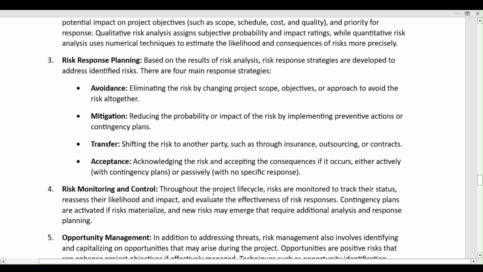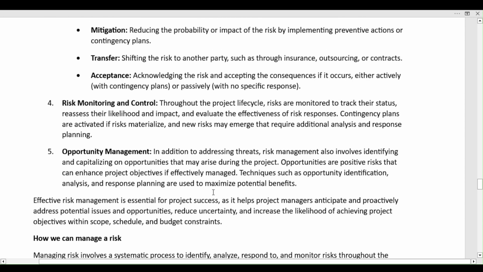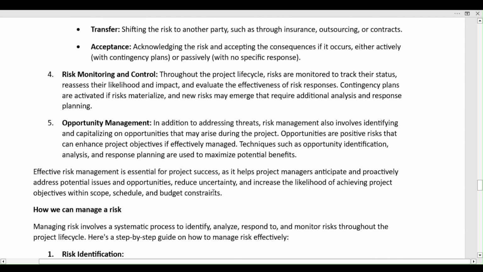So that's it for the response planning. Let's move on to the next one, which is risk monitoring and control. Throughout the project lifecycle, risks are monitored to track their status, assess their likelihood and impact, and evaluate the effectiveness of the risk responses. Contingency plans are activated if risks materialize, and new risks may emerge that require additional analysis and response planning.